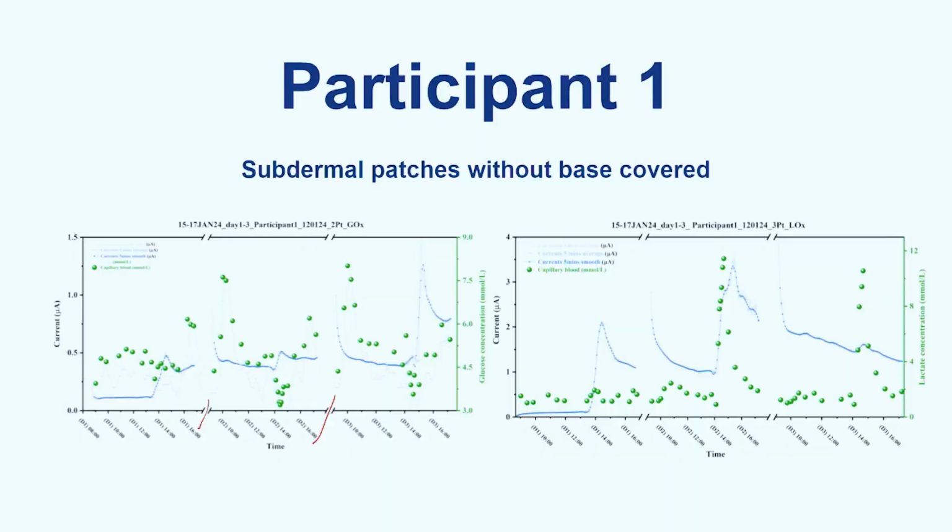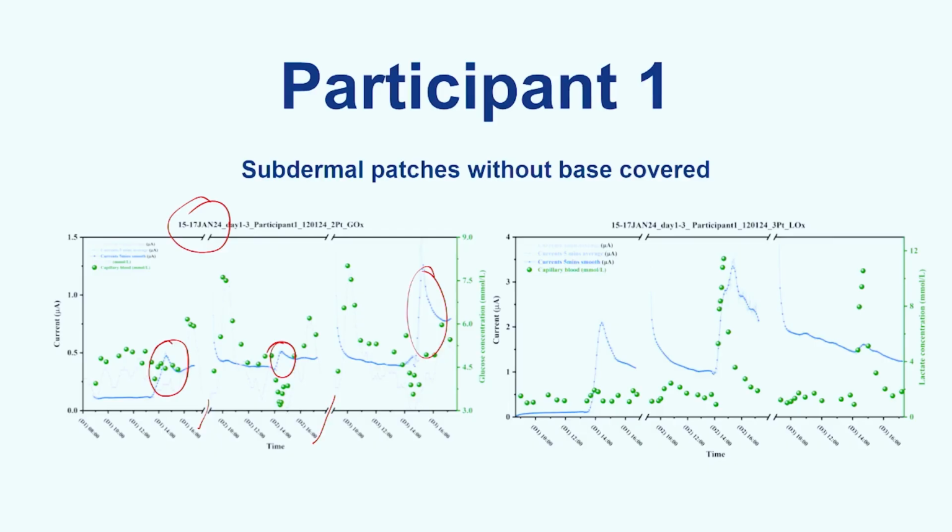So this is a participant study done from 15th to 17th of January 2024, and this is the glucose oxidase sensor, this is the lactate oxidase sensor. Nice thing, you can see these postprandial peaks here, and these postprandial peaks are not there for no reason. These are postprandial peaks which are in response to a bolus. I keep on using the term bolus. When I say bolus, it means that there's been an event wherein a person has been consuming some food.